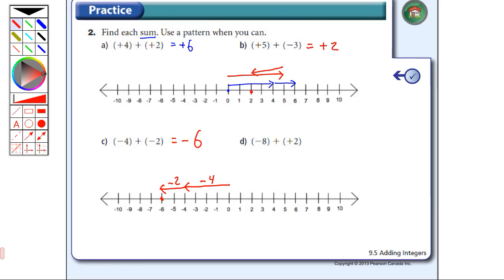For D, in this case we start with minus 8. So we start at 0 and go all the way to minus 8. That's our negative 8. Then we're going to be adding positive 2. So from the negative 8, we're going to go 1, 2 steps to the right. That's going to leave us in line with minus 6. That's question number 2. Let's go to question number 3.